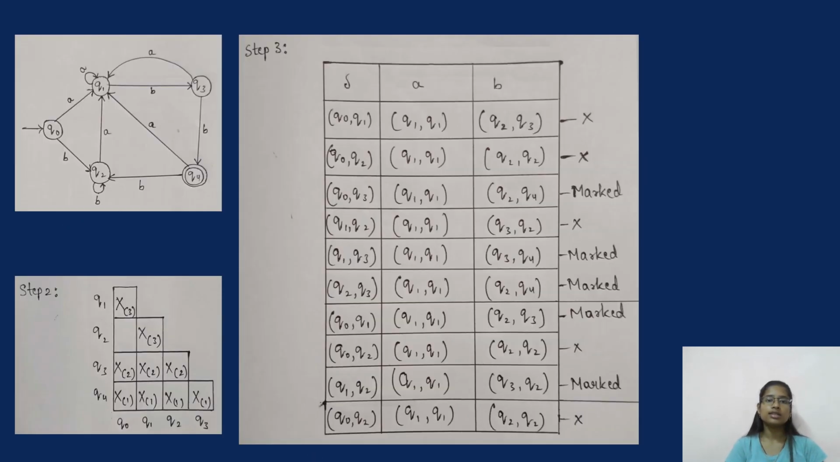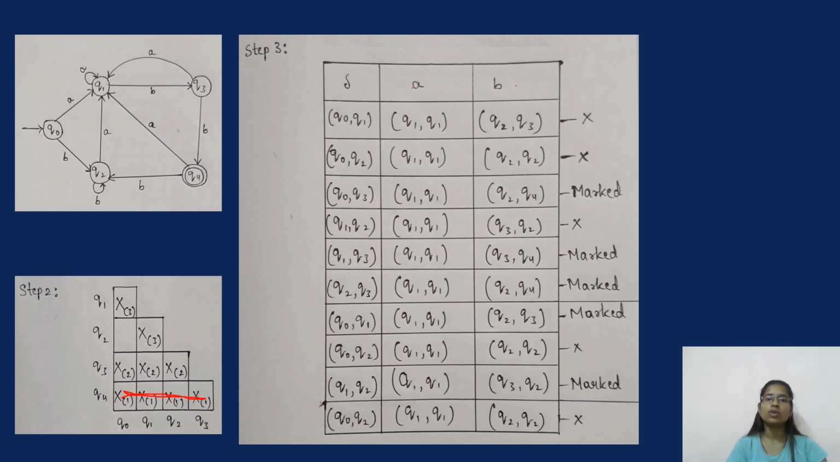In the next step, step 3. As in step 2, this row is being marked. In this diagram we have two inputs, A and B, so we'll write it as A and B. Still many of the boxes are empty, so we'll check one by one. First is q0 and q1.